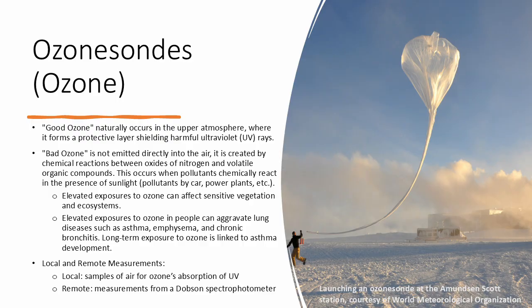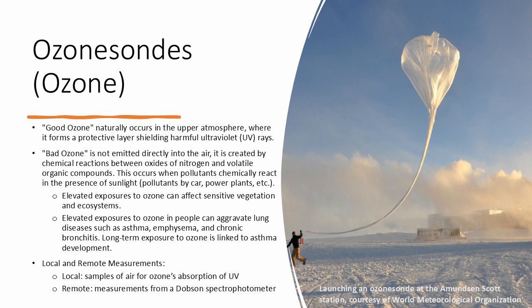Good ozone naturally occurs in the upper atmosphere, where it forms a protective layer shielding against harmful ultraviolet rays. Bad ozone is not emitted directly into the air. It is created by chemical reactions between oxides of nitrogen and volatile organic compounds. This occurs when pollutants chemically react in the presence of sunlight, for example, pollutants from cars and power plants. Elevated exposures to ozone can affect sensitive vegetation and ecosystems, and in people it can aggravate lung diseases such as asthma, emphysema, and chronic bronchitis. Long-term exposure to ozone is linked to asthma development.